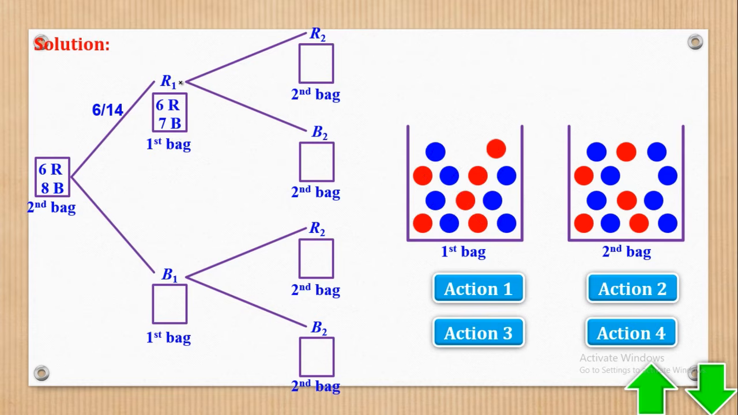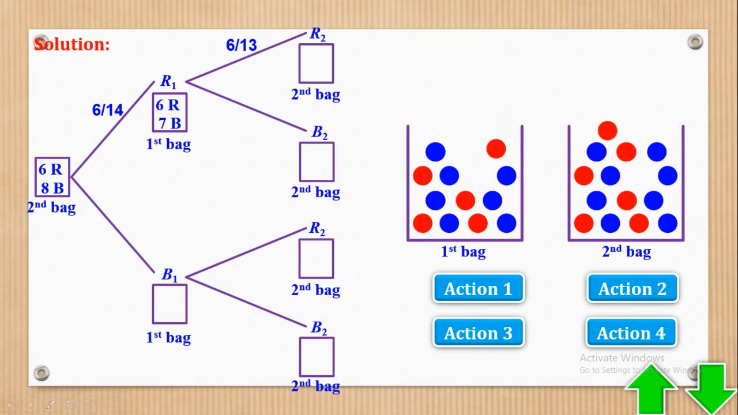Now next is to pick again from the first bag, and I'm going to pick red and put it in the second bag. So when I do that, the probability will now be 6 over 13, because 6 is here and total is 13. And what has happened? This is what has happened. So I'll have picked red and put it in the second bag.